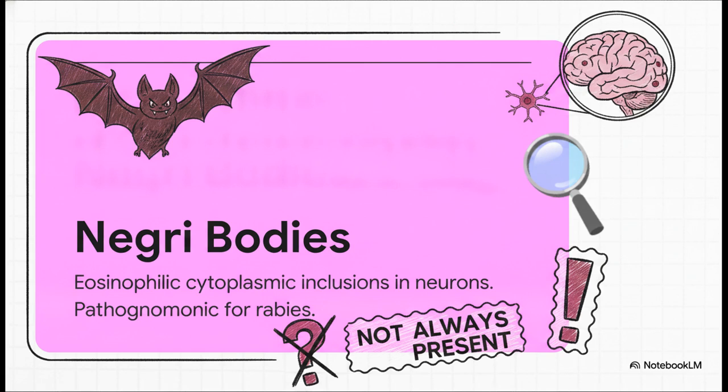However, write this down in big, bold letters right now. They are not always present. So if you don't see Negri bodies, that absolutely does not rule out the disease.